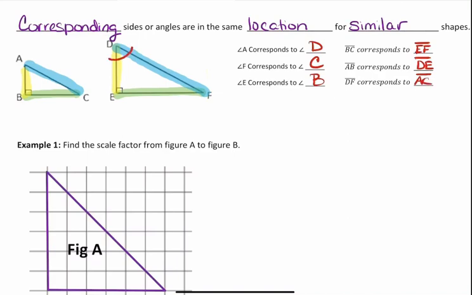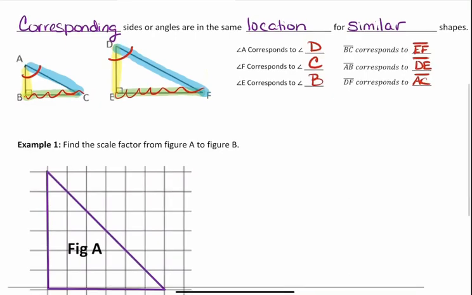Corresponding means they have the same general location. This angle and this angle are in the same general spot. This segment and this segment are in the same general location. And that's how it works. Make sure that when you're comparing, especially when you're getting into scale factors, you're comparing corresponding sides with each other, and you're comparing as well corresponding angles.